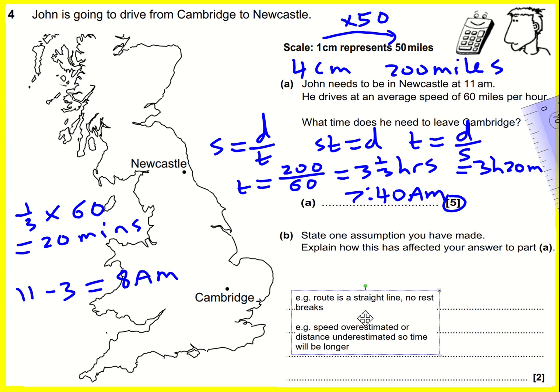And therefore, the speed is overestimated. So overall, the distance is probably underestimated and the time will actually take longer. So if he needs to be there at 11 a.m., he probably needs to leave before 7:40, maybe 7:30, maybe a bit before that.